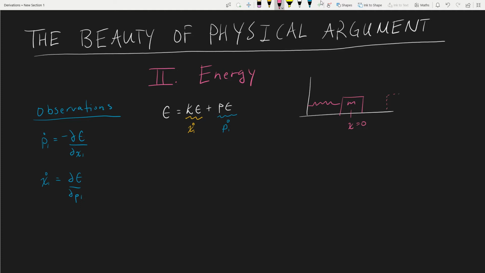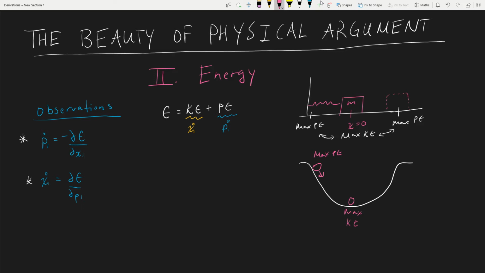Well, what you're going to notice is that at this point, it has maximum potential energy. And here, at x equals zero, when it crosses that, it has maximum kinetic energy. It's going its fastest. And then back here, it has maximum potential energy again. It oscillates between these two, okay? So what I'm trying to say is that these relationships hold true, and we can observe them. Imagine you had a frictionless valley that you set a ball rolling down. Well, at the bottom, you're going to have maximum kinetic energy. At the top, you're going to have maximum potential energy. My point is that these relationships hold true.